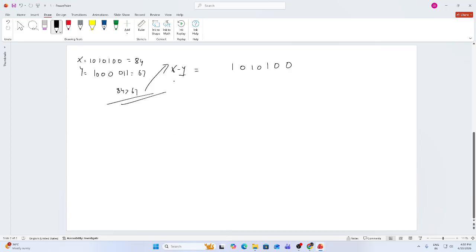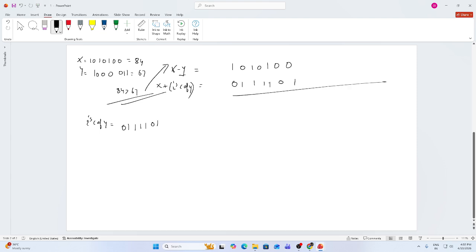You know that x minus y is nothing but x plus the 2's complement of y. So you need to take the 2's complement of y. What is the 2's complement of y here? I told you the method: the first 1 you write as it is, then you complement all the remaining bits. So 1 becomes 0, 0 becomes 1, 1, 1, and this becomes 0. This is the 2's complement of y: 0111101.